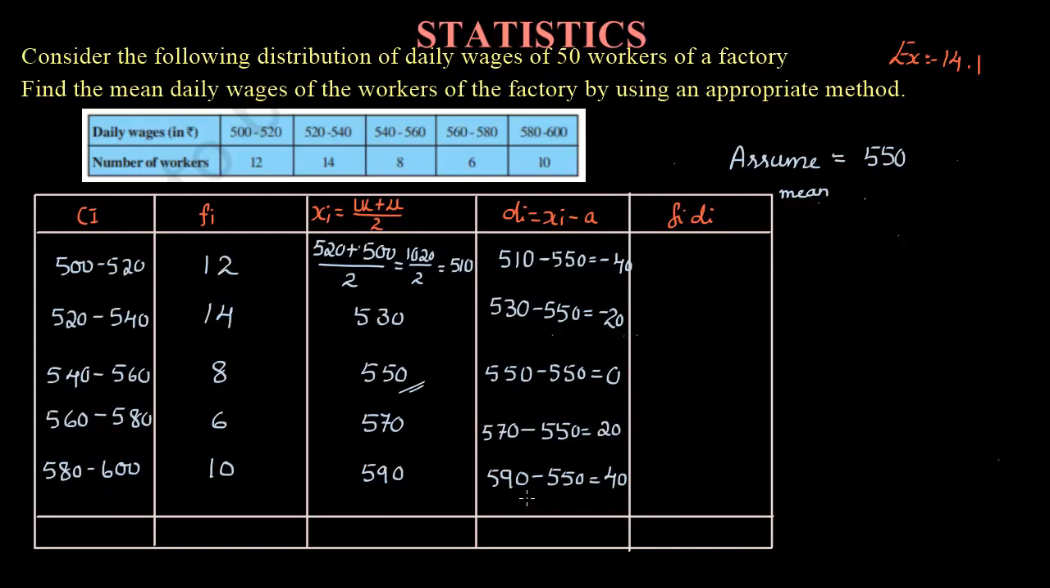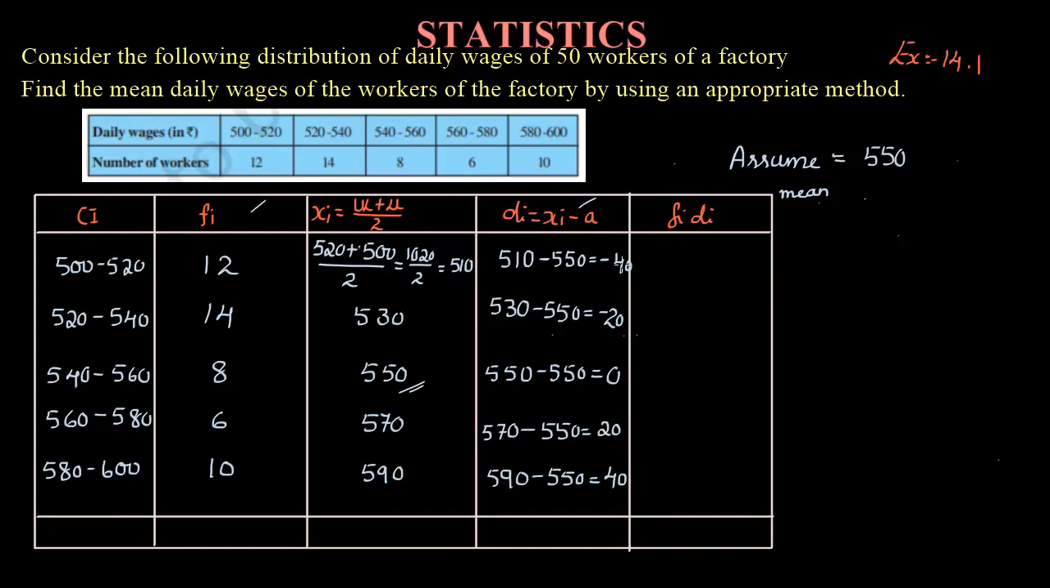Right? After doing all this, what you need to do? The next column is for the multiplication of fi and di, right? So this column is your di, this column is your fi. So you need to multiply these two.